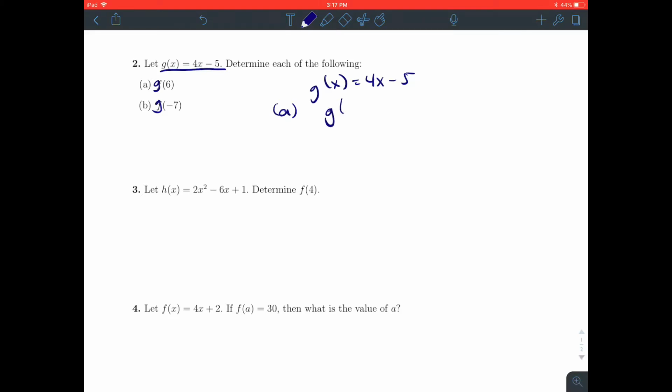So we want to find g of 6 in part A. Since 6 is the input, we plug 6 in for x. And then we simplify the right-hand side, giving us 4 times 6 is 24, minus 5, g of 6 is 19.